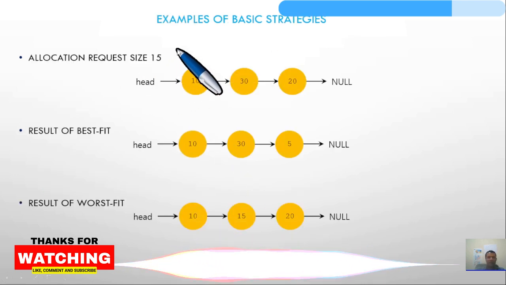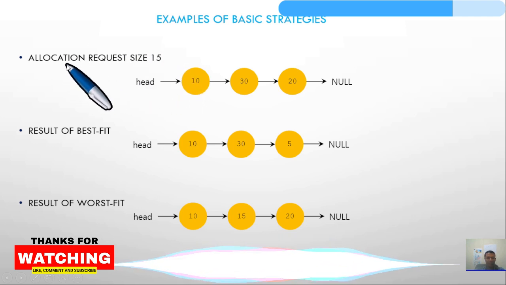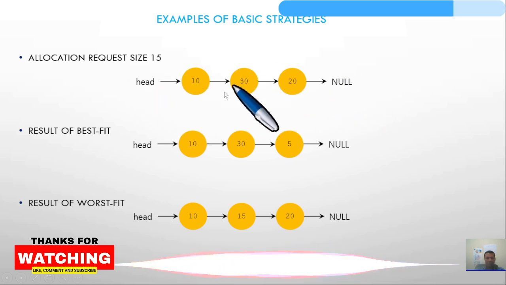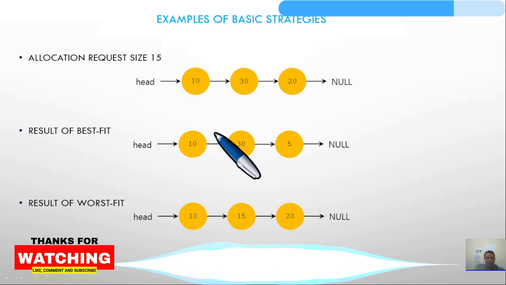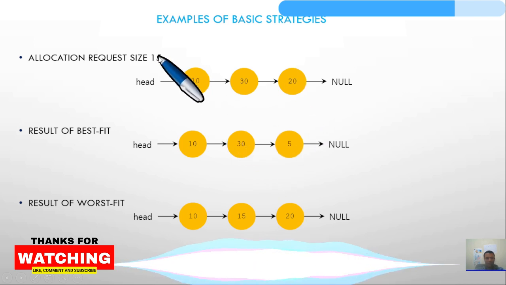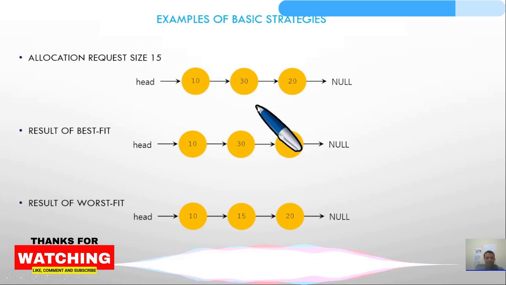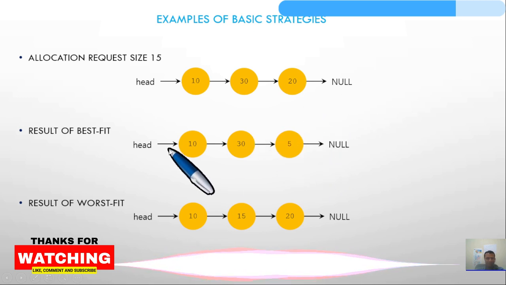So let's see an example of basic strategies. Let's say an allocation request of size 15 bytes was made. As you can see, our heap has free chunks of 10, 30 and 20. In the case of best fit, 15 bytes is less than 30 bytes and 20 bytes. So from 30 and 20 it will choose 20 because 20 is the smallest, and it will give 15 bytes for the malloc request, and the free list will be 5.